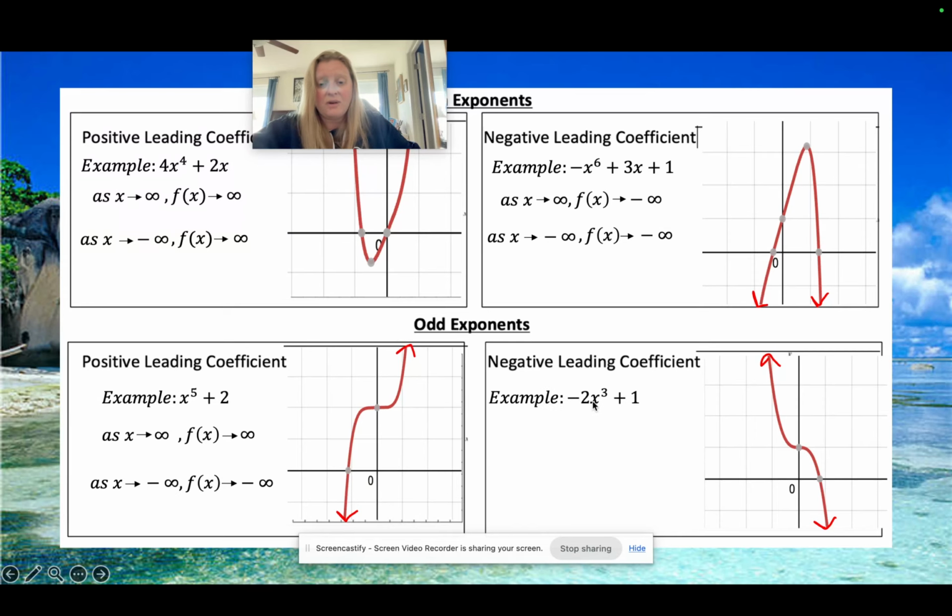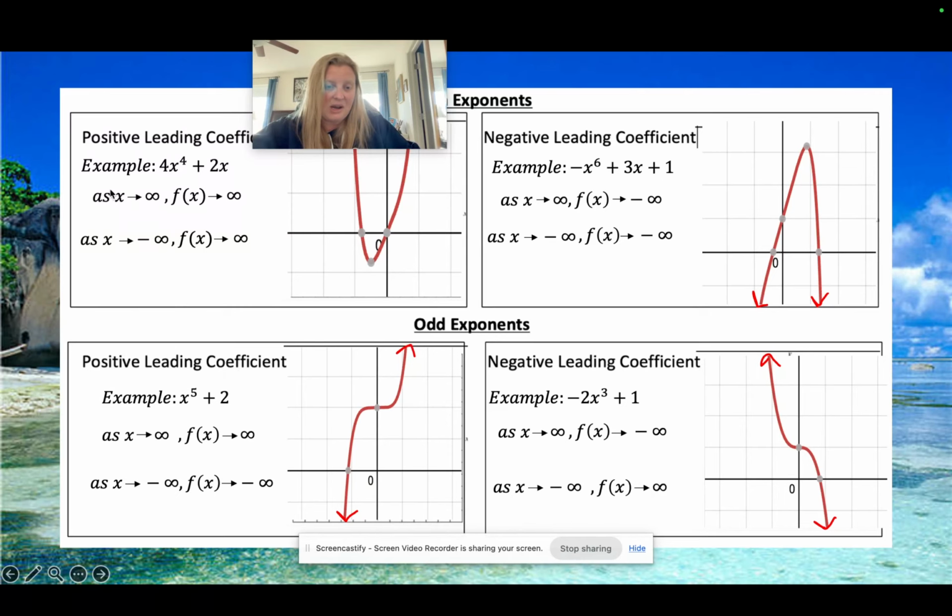If we have a negative leading coefficient, that is going to spin around, so it's going to be the opposite. On the right side of the graph, the arrow points down. On the left side of the graph, the arrow points up.